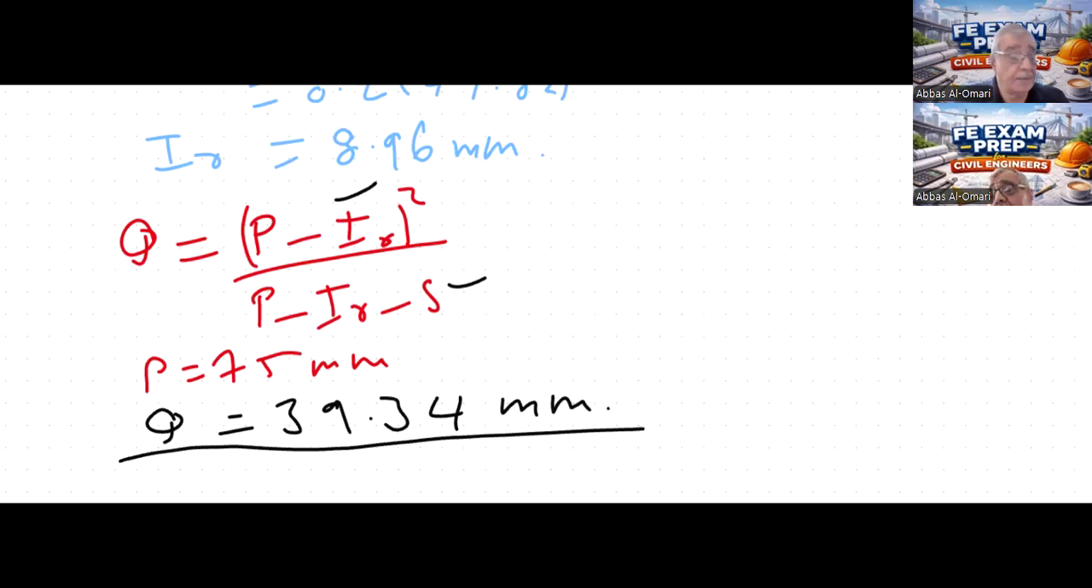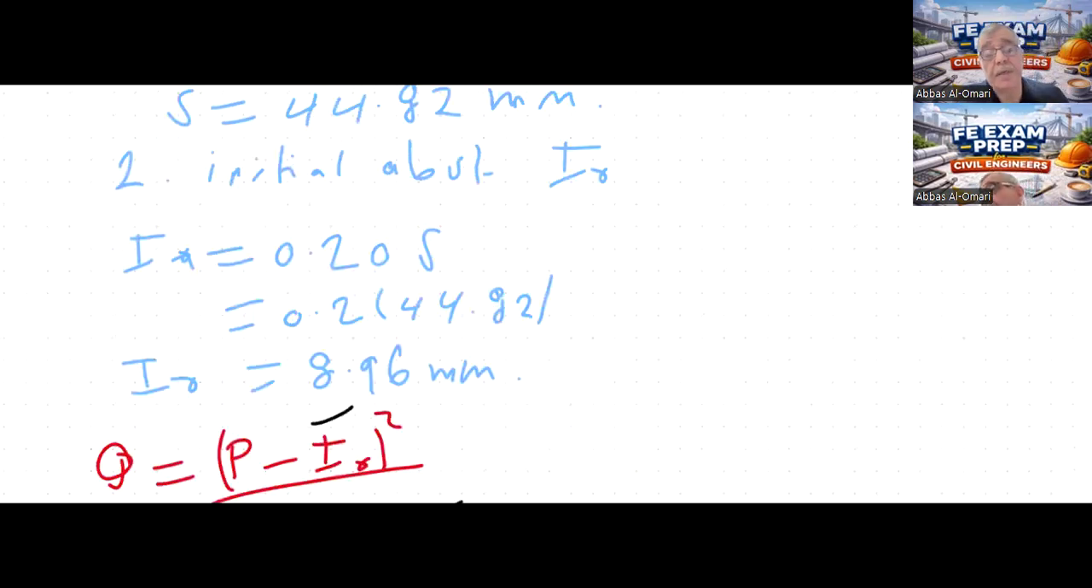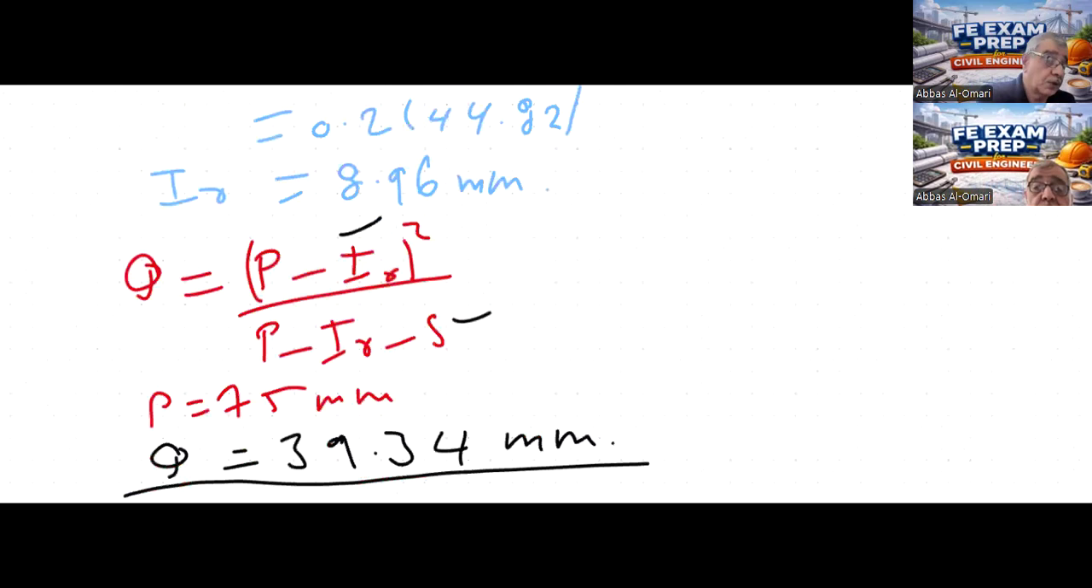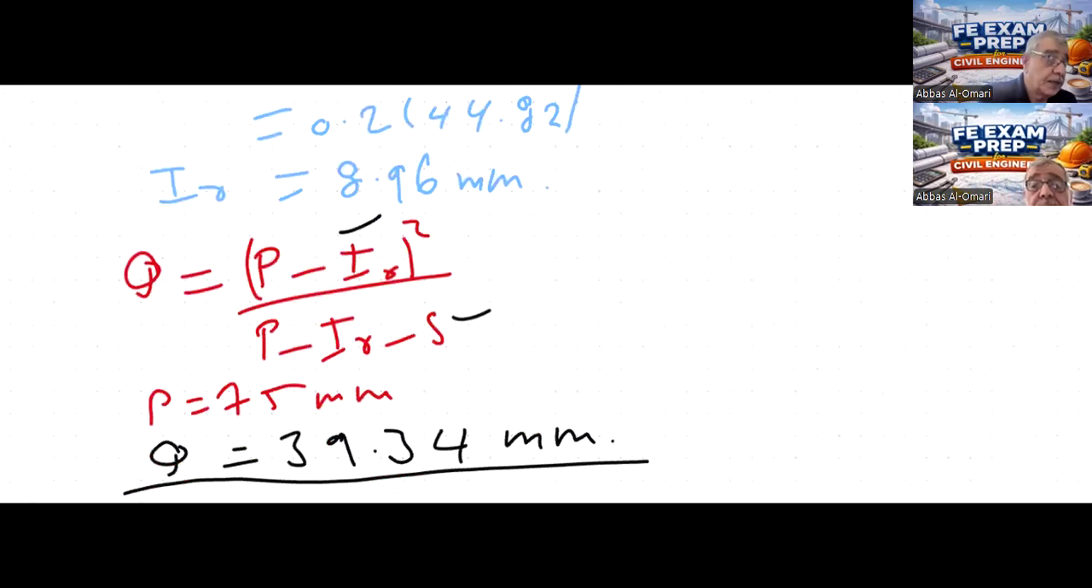So this is how we solve this type of problem. You only have to substitute the numbers. You first have to calculate the retention, the maximum retention S, then the initial abstraction is 0.2 of the retention, and then you calculate the flow using this information. This is the curve number method.